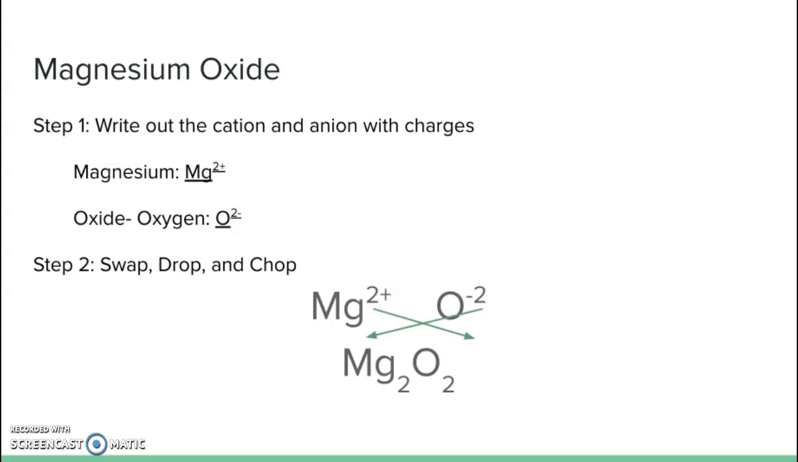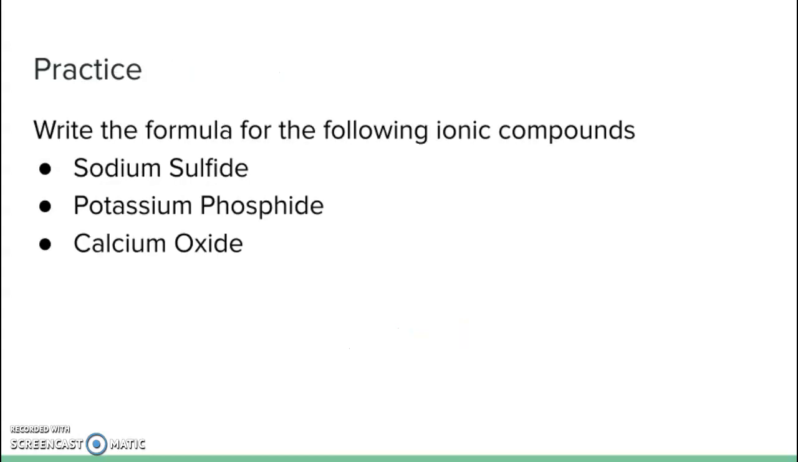And now the chop part is just to simplify. Because I have the same number here, I can divide them each by itself. 2 divided by 2 is 1. 2 divided by 2 is 1. So my overall formula is just MgO, okay?